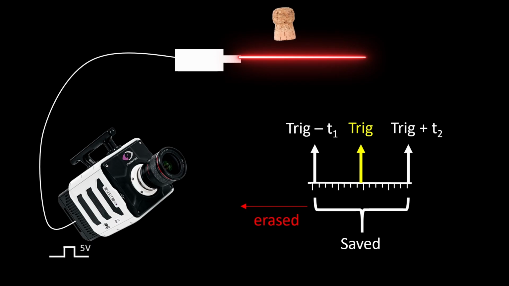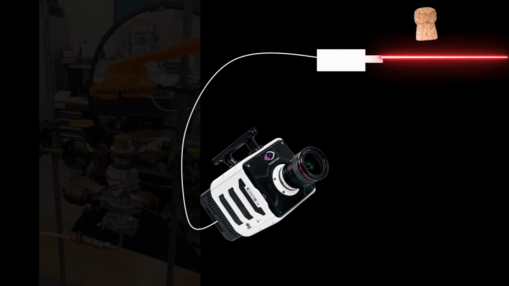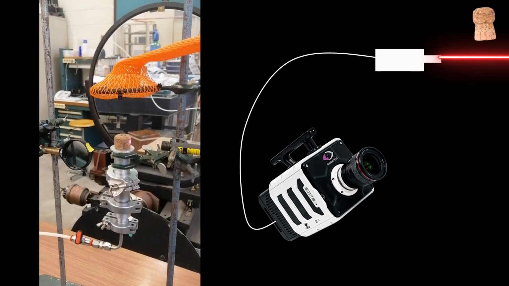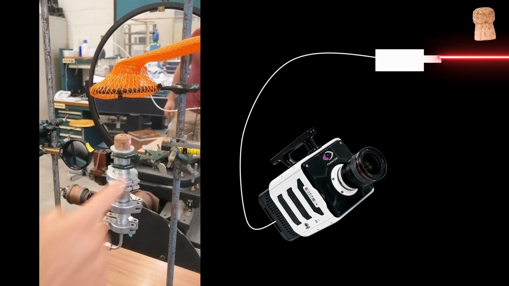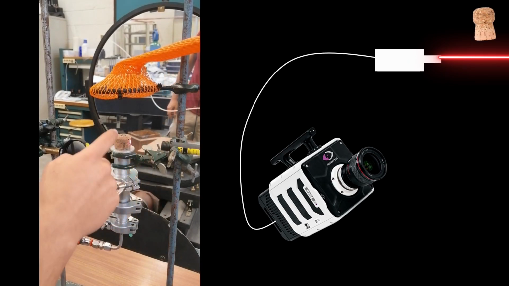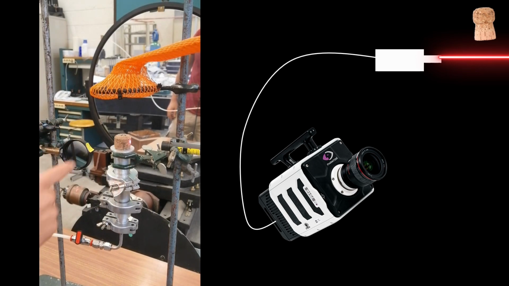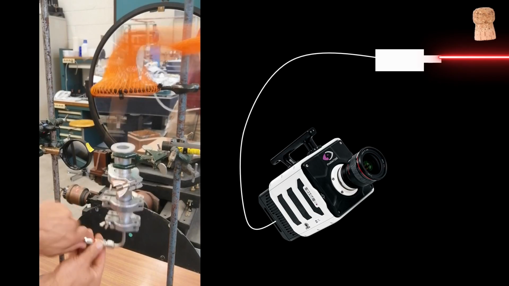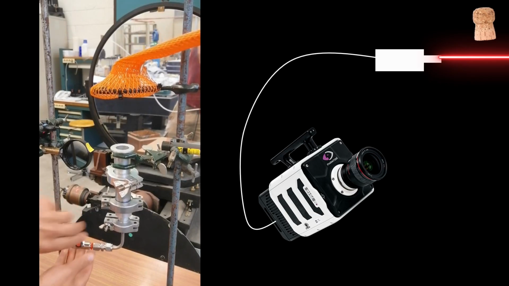To align everything without opening 100 bottles, even if it would have been pleasant, I built a cork launcher. So you have the laser, the cork between, and the photodiode. I have a reference lens, but this is another story. The tube is connected to a gas bottle and I can open the valve to pop the cork.